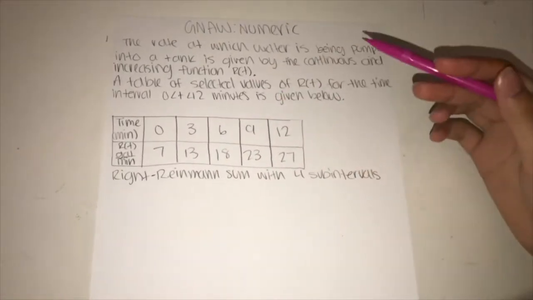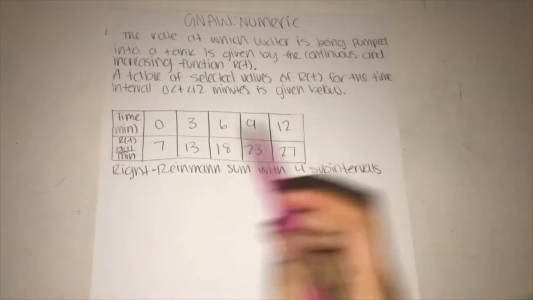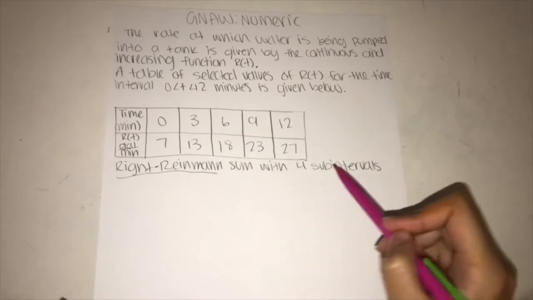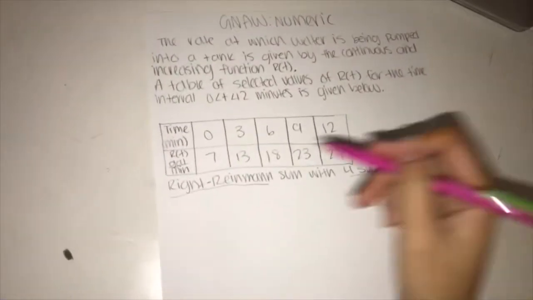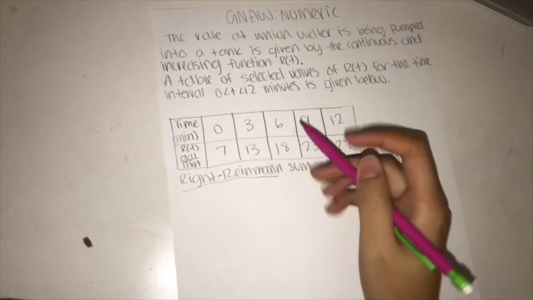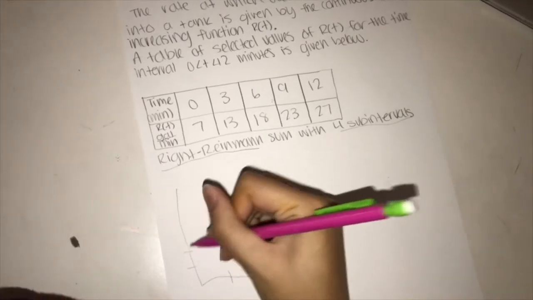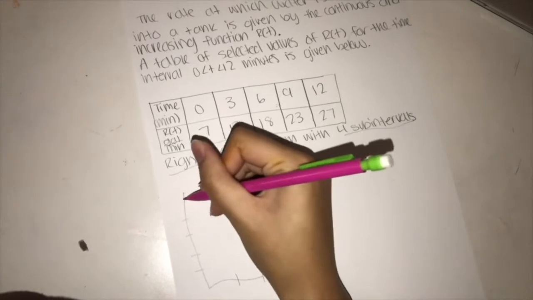Instead of doing a graph, we can also make a graph from the table. We're going to be using the right Riemann sum with 4 subintervals. So let's try doing that. Let's make a graph of the table so we can see a clear view of a picture. My lines are not straight at all, I apologize about that. So let's do 3, 6, 9, and 12, and then 7, 13, 18, 23, 27.